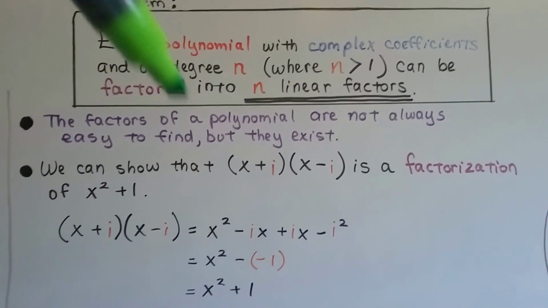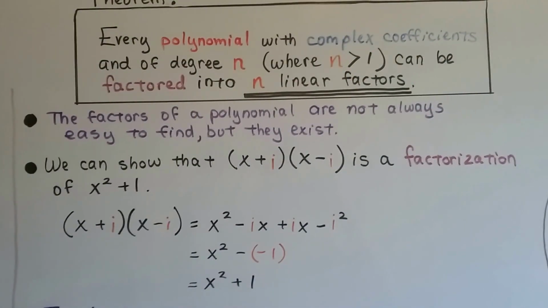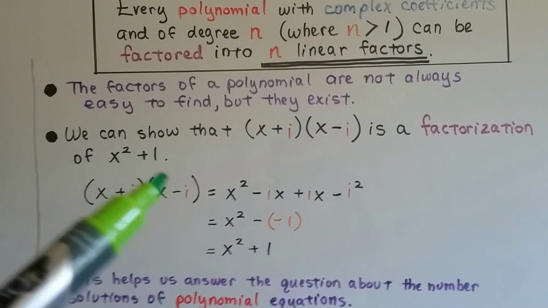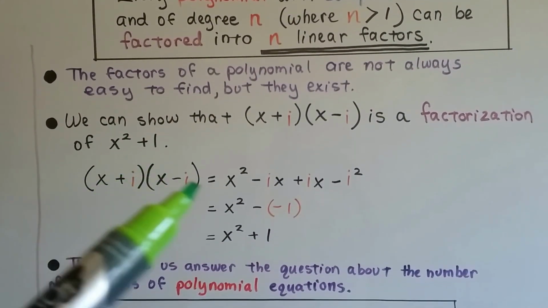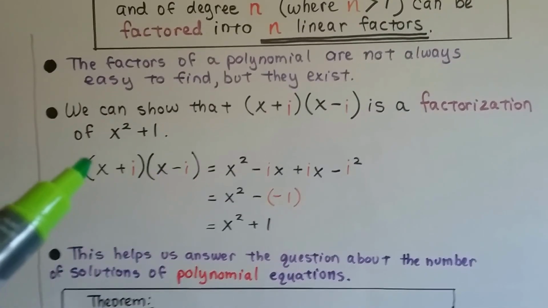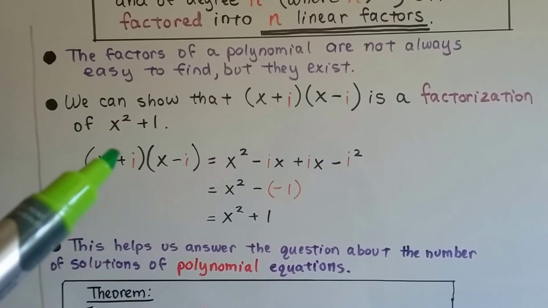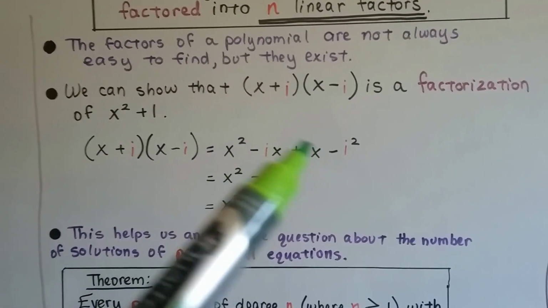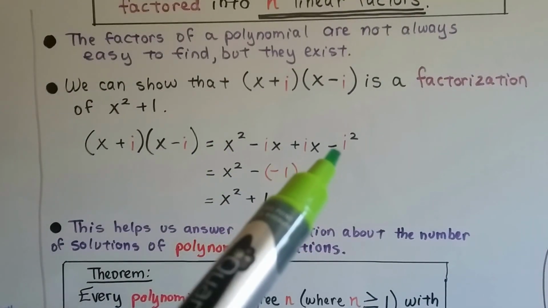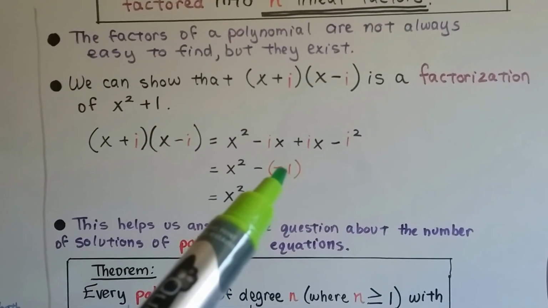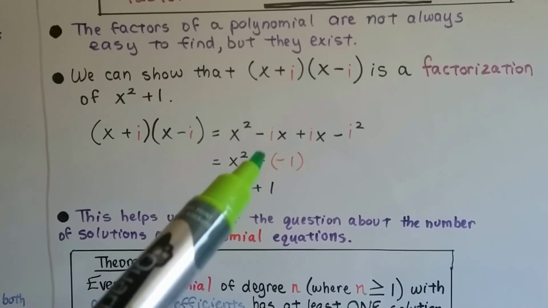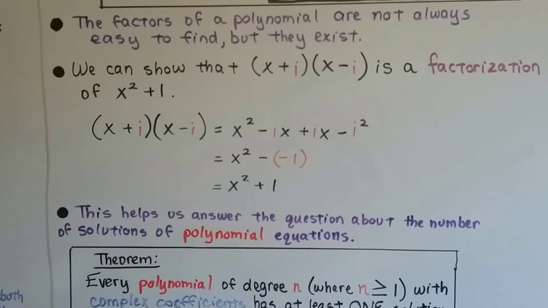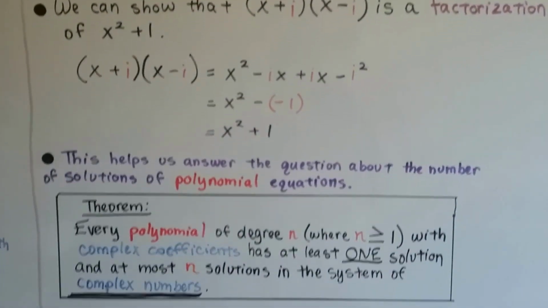So we can show that x plus i times x minus i is a factorization of x squared plus 1. When we FOIL this, we get x squared minus ix, back here, plus ix minus i squared. See? And these two middle ones cancel each other out as additive inverses, don't they? So we just have x squared minus i squared. We know i squared means -1. And when we distribute that negative, we get a positive 1, so x squared plus 1. So see? It worked. And this helps us answer the question about the number of solutions of polynomial equations.